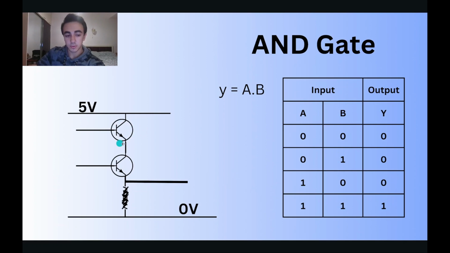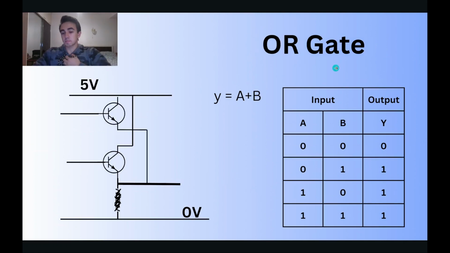But in case both inputs are 1, are positive, and both transistors are closed, there is a current. So the 5 volts here also apply to the output, because of the difference of their potentials. So the output is 1 in this case, only in this case.